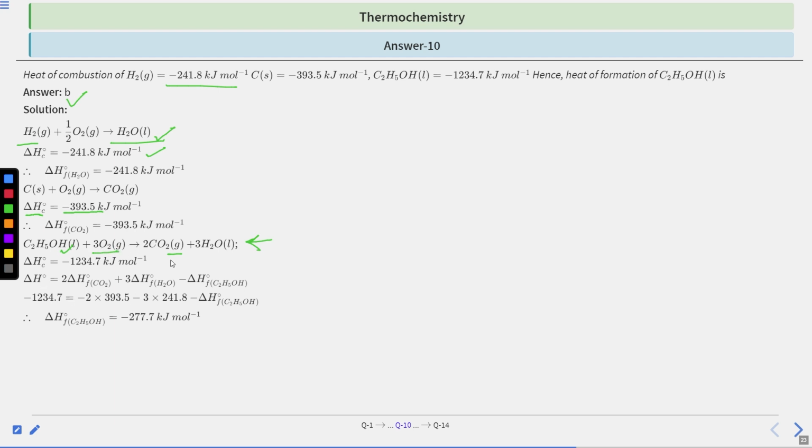So on putting the values in this equation, we have minus 1234.7 equals minus 2 times 393.5 minus 3 times 241.8 minus this value, which we have to find out, that is enthalpy of formation for C2H5OH. So standard heat of formation for ethanol is coming out as minus 277.7 kilojoule per mole. Hence option B will be the correct answer.